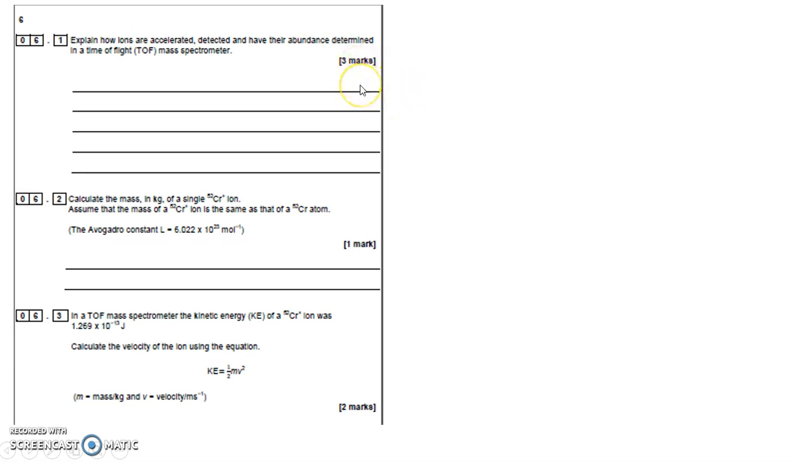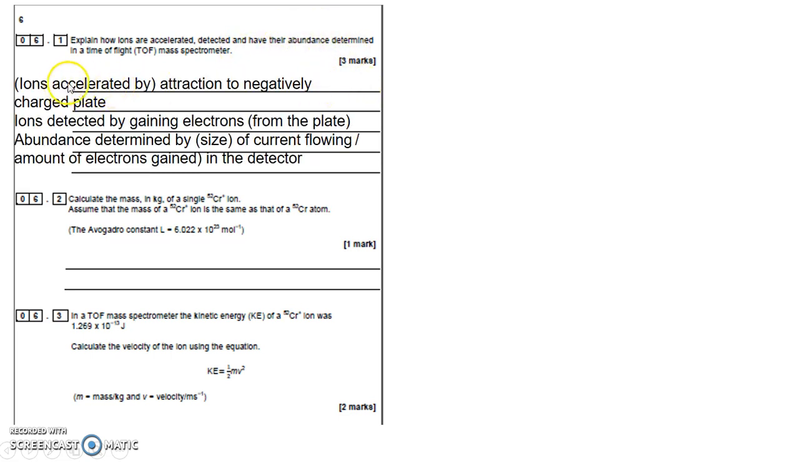Depending on the size of that electrical current, we know how many there are. Abundance means how common they are, how many there are. So the ions are attracted to negatively charged plates. The ions are detected by gaining electrons from the plate. When they hit the plate, the plus charged ions get their electron back and turn back into atoms, and their abundance is found out by the size of the current detected on the plate, or the number of electrons gained on the detector. Depending on how many hit the detector plate, we can detect the current flowing, and that tells us how many have hit the detector plate.